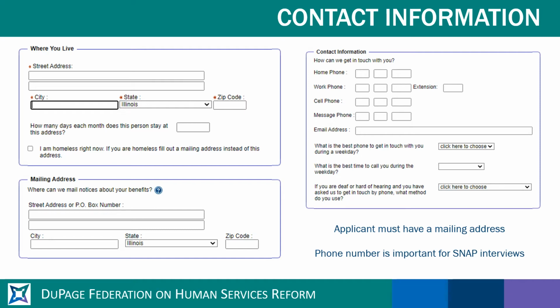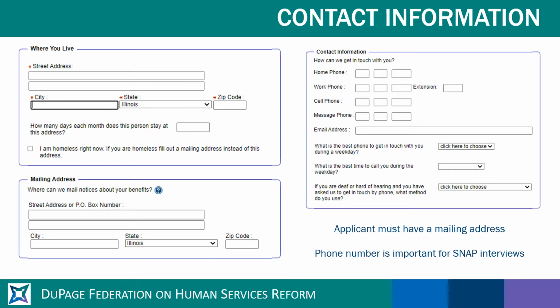So we want to not only provide a working phone number if we can for the person applying, but also to let them know that they may be receiving a call if they're applying for SNAP. In the future, we're very excited. The state is hoping sometime in 2022 to begin to text their clients, their customers. So if they have a cell phone that can accept text messages, it will be important to make sure that is included on these applications.